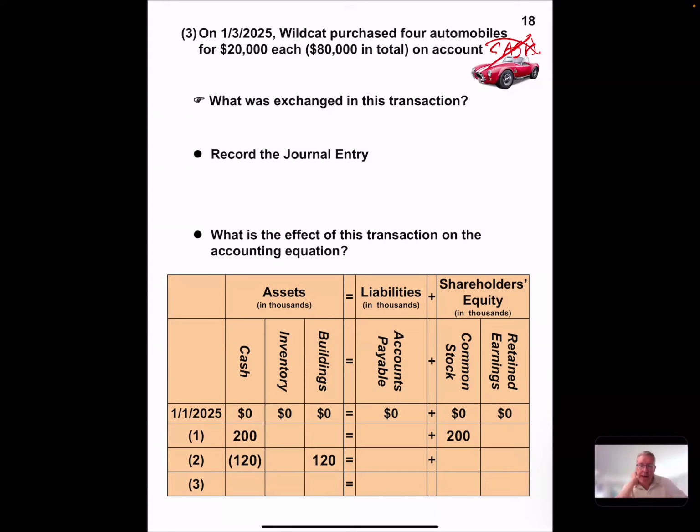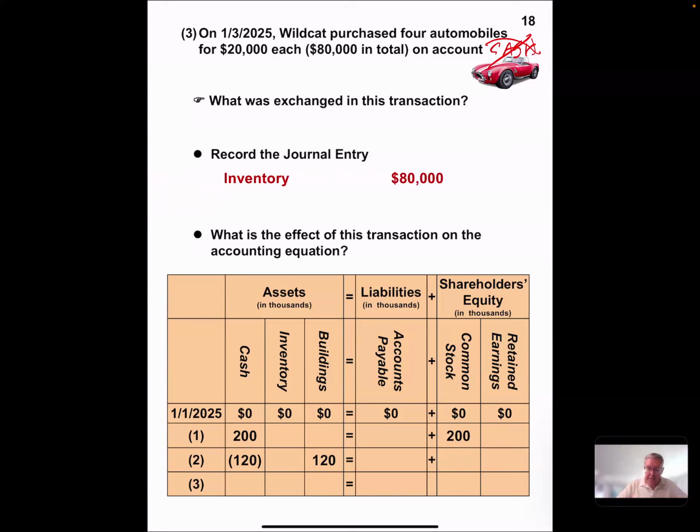So they did not pay cash. They bought these on account, which means they do have to pay the $80,000 later. But right now, wherever they bought these cars from said, we'll give you the cars now, you can pay us at a later date. So what was exchanged in this transaction? What was exchanged were, we're getting cars in exchange for essentially an IOU. Whoever the supplier of the cars is, we now owe them.